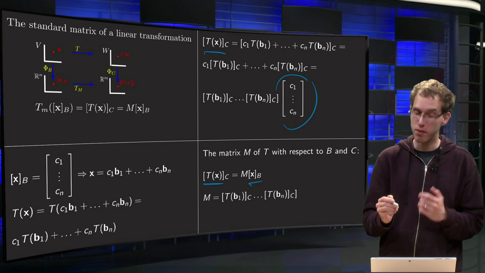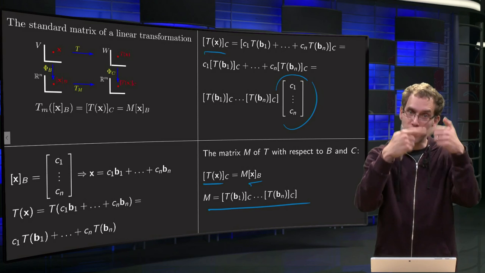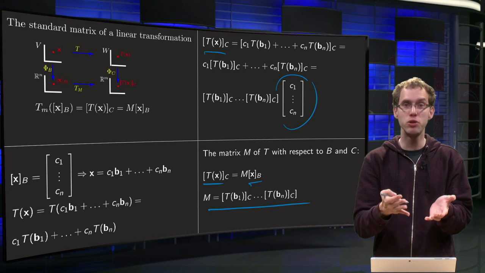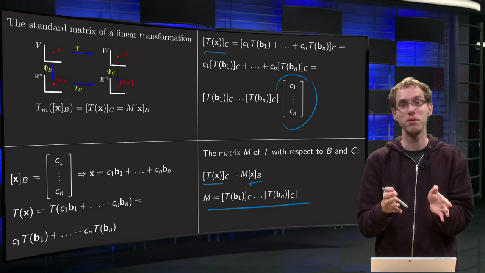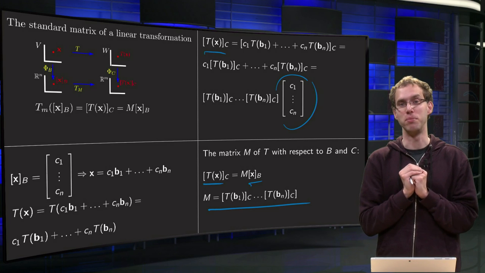So how do we find our matrix M? Well, we just compute T(b1), find its coordinate vector in the basis C. That will be our first column. Then we find T(b2), compute its coordinate vector in the basis C, which will be our second column, up till the last one, and there we have our matrix M.